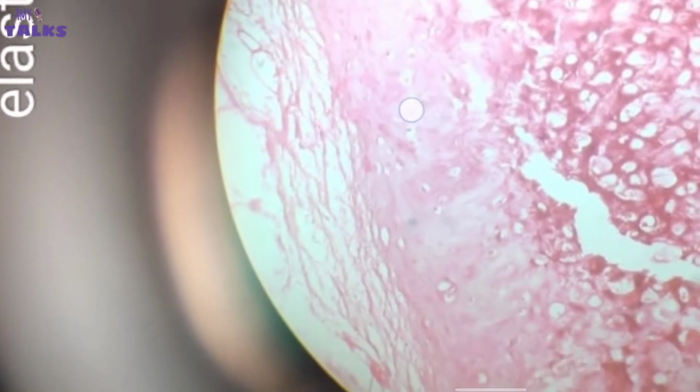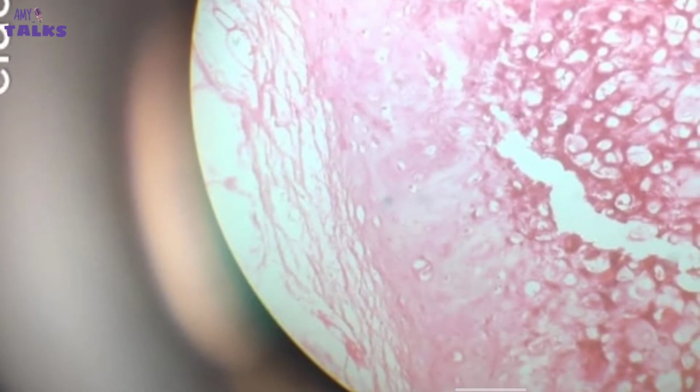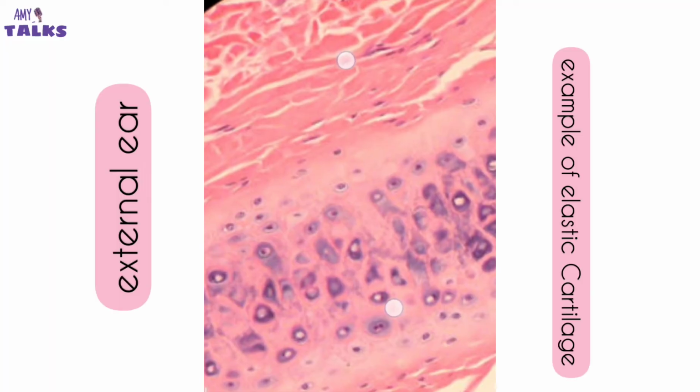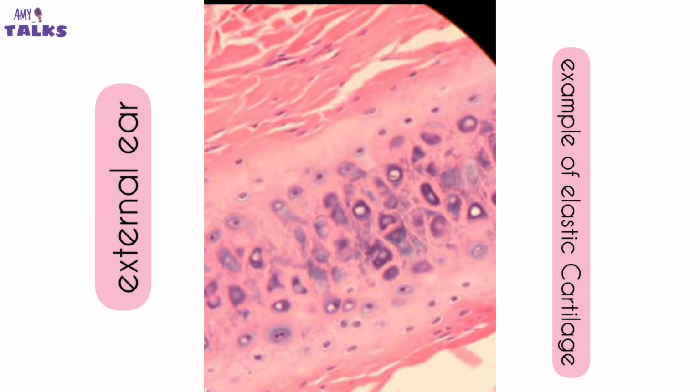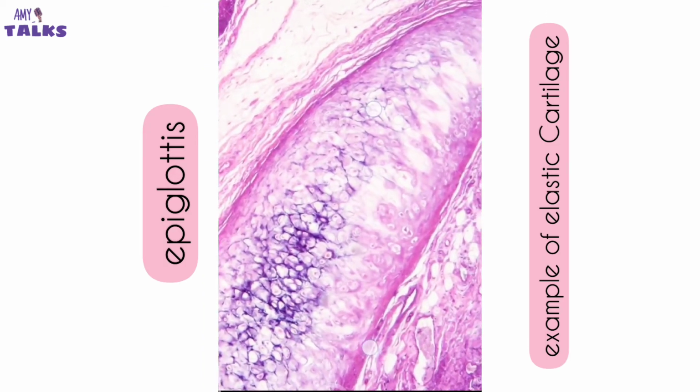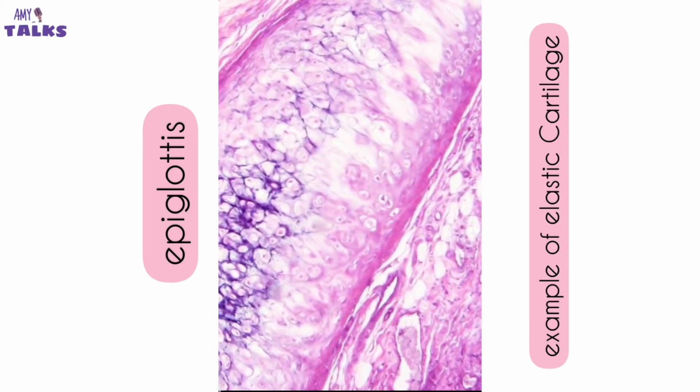Now examples of elastic cartilage are, it is found in external ear, external auditory canal, and then few parts of larynx like epiglottis, corniculate cartilage and cuneiform cartilage. These all are examples of elastic cartilage.